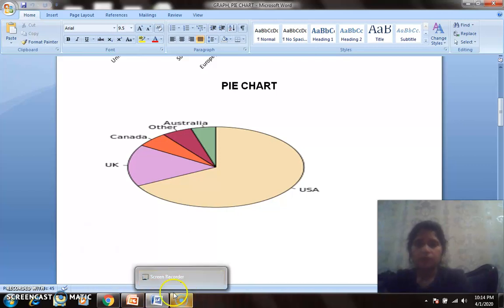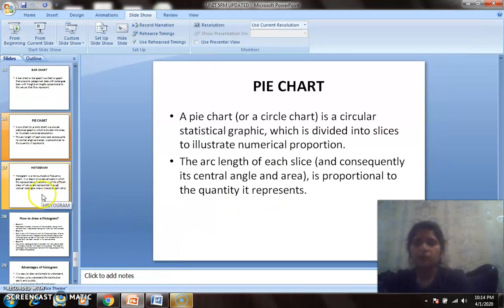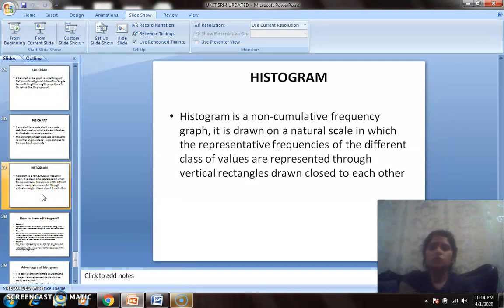And now next we will look upon histogram. So histogram is what? It is a non-cumulative frequency graph drawn on a natural scale in which the representative frequencies of the different class of values are represented through vertical rectangles that we will see drawn close to each other.